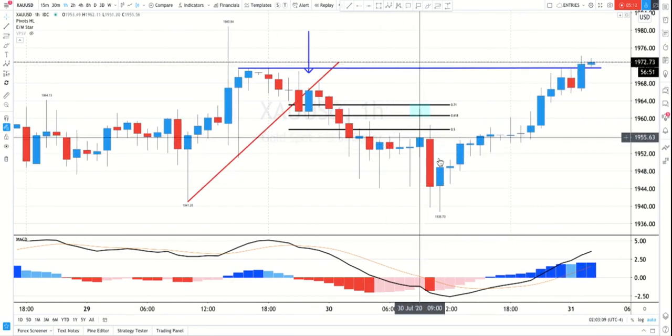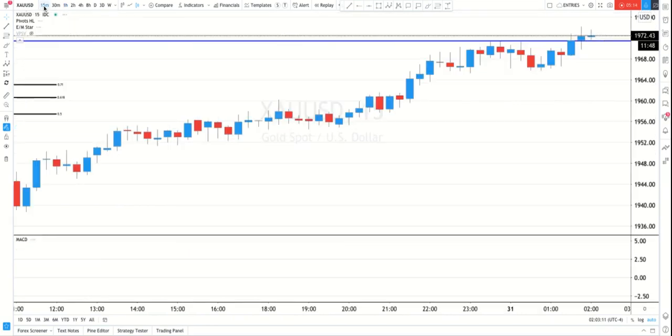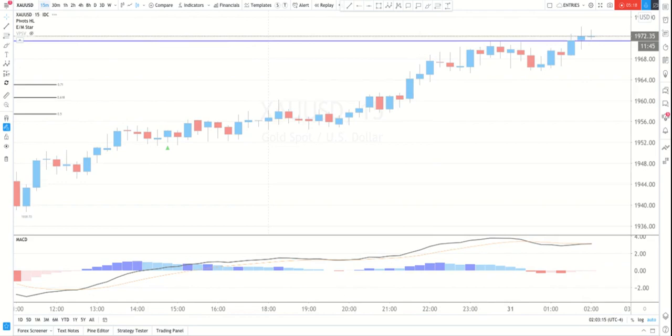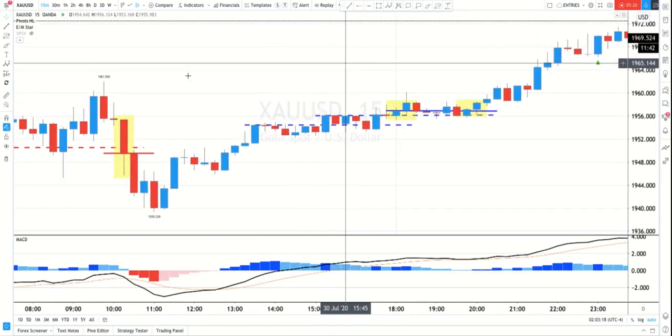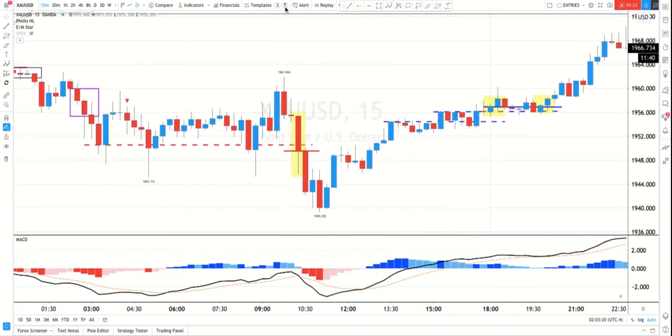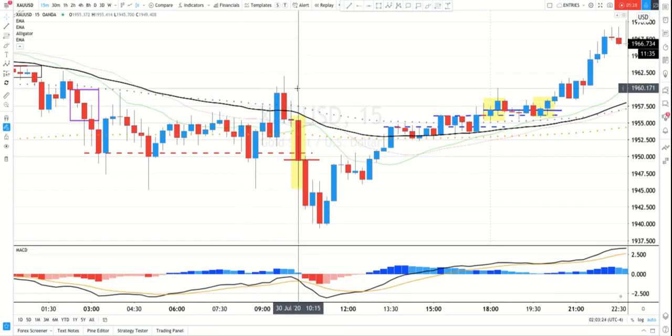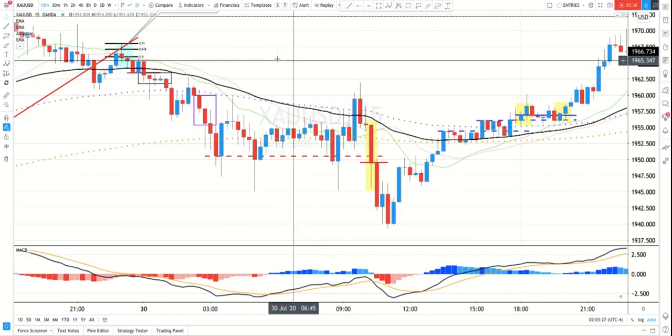But now I'm going to actually give my entries on how I would have been able to capitalize in this market. So I'm going to go down to the 15-minute, and I'm also going to add some EMAs on my screen. I like to use the 50, 100, and 200 EMA.